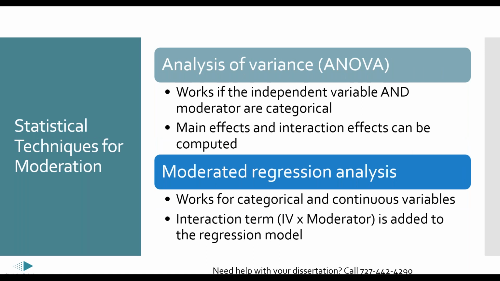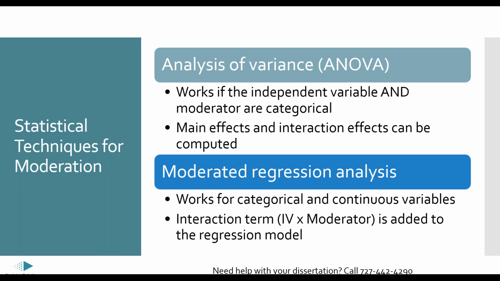So finally, let's go over the different statistical techniques that you can use to test for moderation and mediation. So for testing moderation, there are a couple different techniques that you can use. If you're looking at all categorical variables, so a categorical independent variable and a categorical moderator, you can test for moderation in the framework of analysis of variance, or ANOVA.